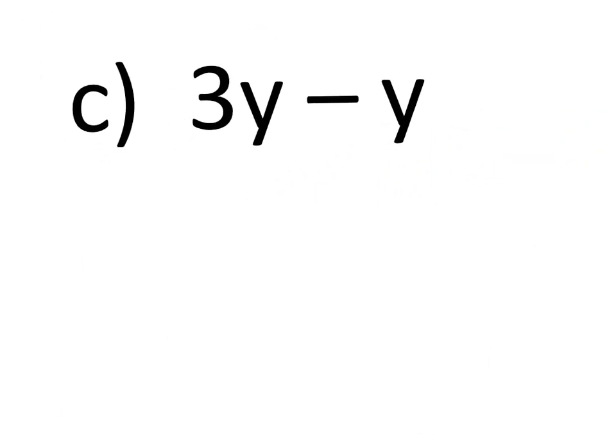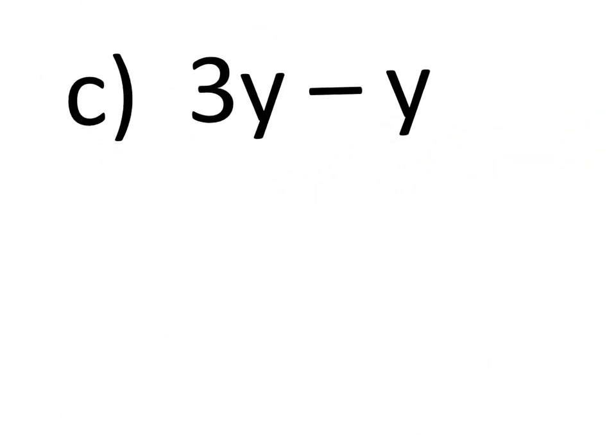Okay, so on C, the reason I put C in there is I just want to make sure that we're all clear that anytime you've got a variable, there is always a 1 in front. So this is actually saying 3y minus 1y, which would be 2y.